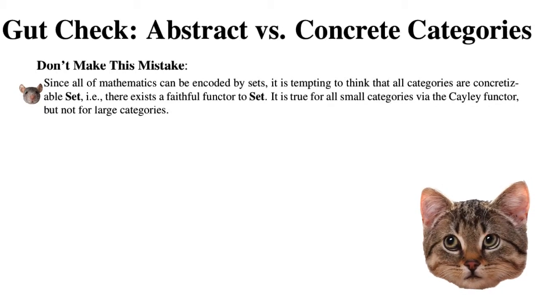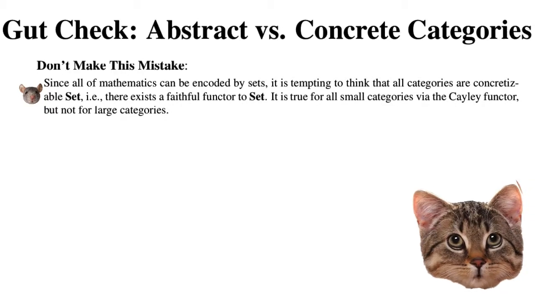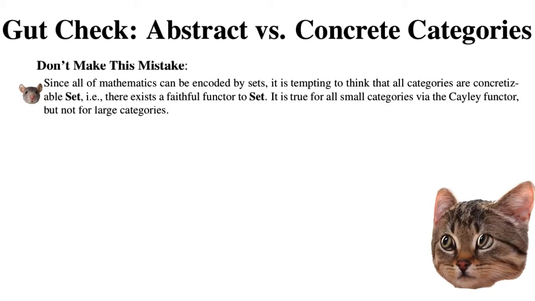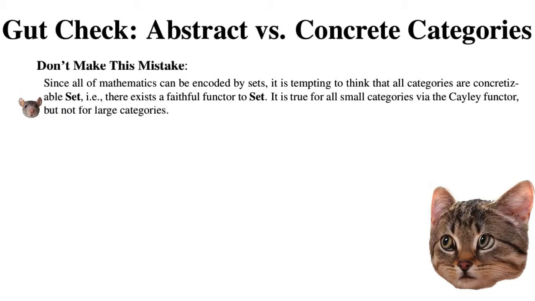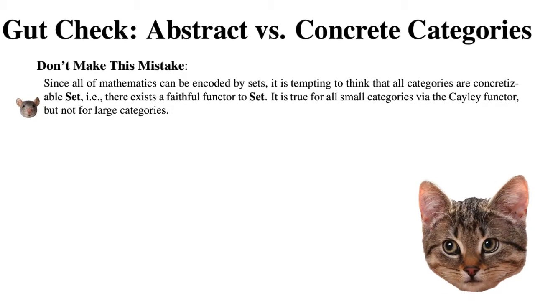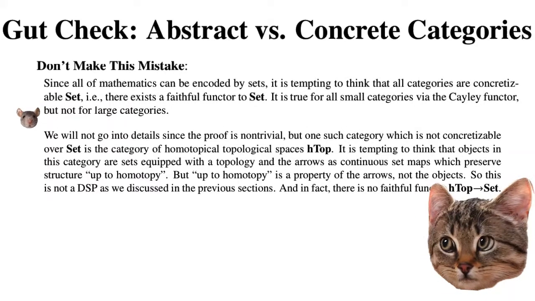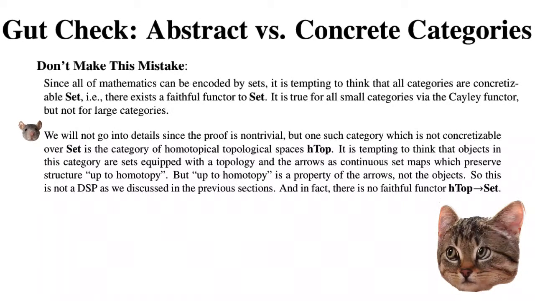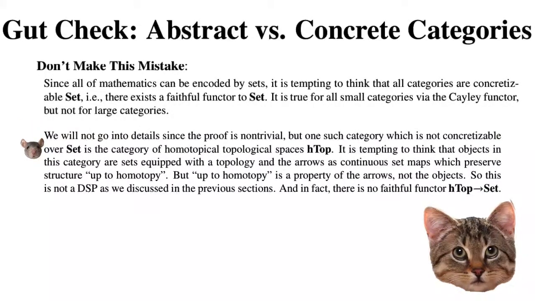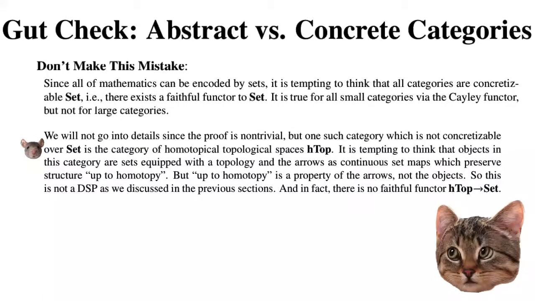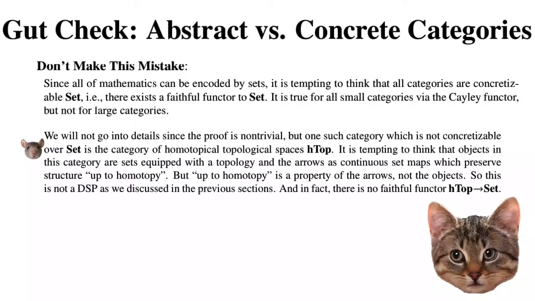It is true that all small categories, via the Cayley functor, are concretizable over Set, but this is not the case for large categories, which are most of the categories that we're interested in. We will not go into detail since the proof of this is non-trivial, but one such category which is not concretizable over Set is the category of homotopical topological spaces.